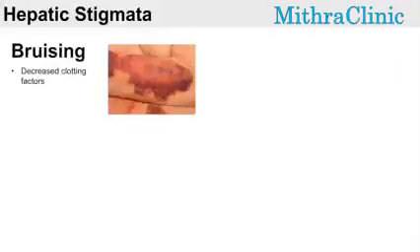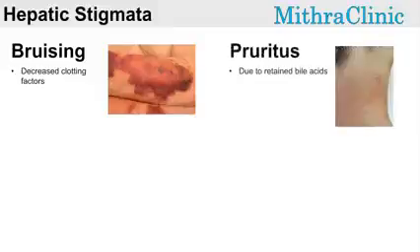Now, another stigmata of hepatic disease is bruising, and bruising is due to a decreased level of clotting factors. There are several clotting factors that are produced in the liver, and when the liver is not functioning properly, we see a decreased production of these clotting factors, which leads to bruising.